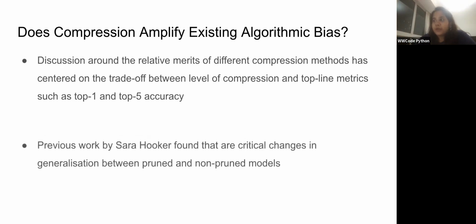This is based on previous work done by Sarah Hooker, which found critical changes in generalization between pruned and unpruned models. You want your model to be as generalized as possible, but what they found was a critical change, definitely noted, between a pruned and non-pruned model. One of the interesting things here is they introduce the CIE, compression identified exemplars. You can probably consider it to be a metric or a parameter.